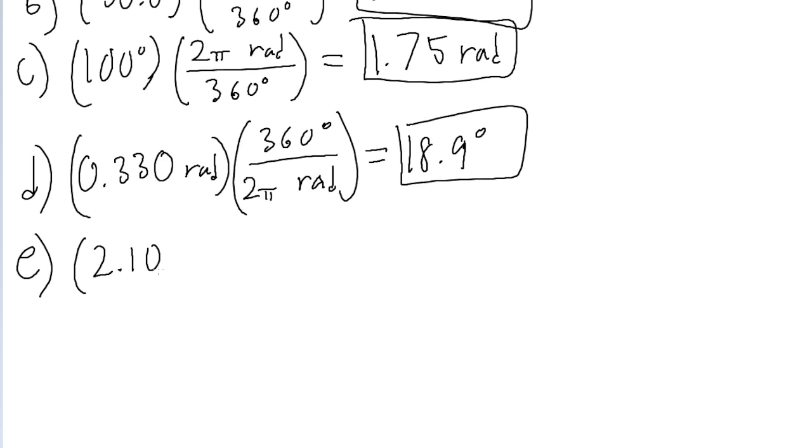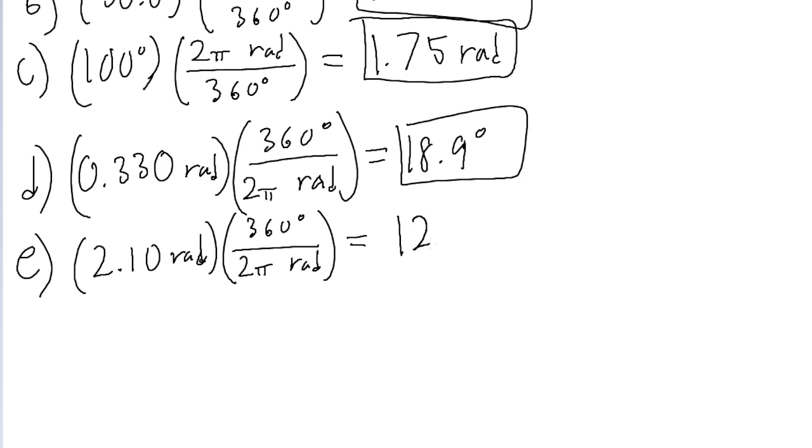So 2.1 radians is the angle we're given in part E, and we'll multiply this by 360 degrees divided by 2 pi radians. Put this into our calculator, and we get an angle of 120 degrees.